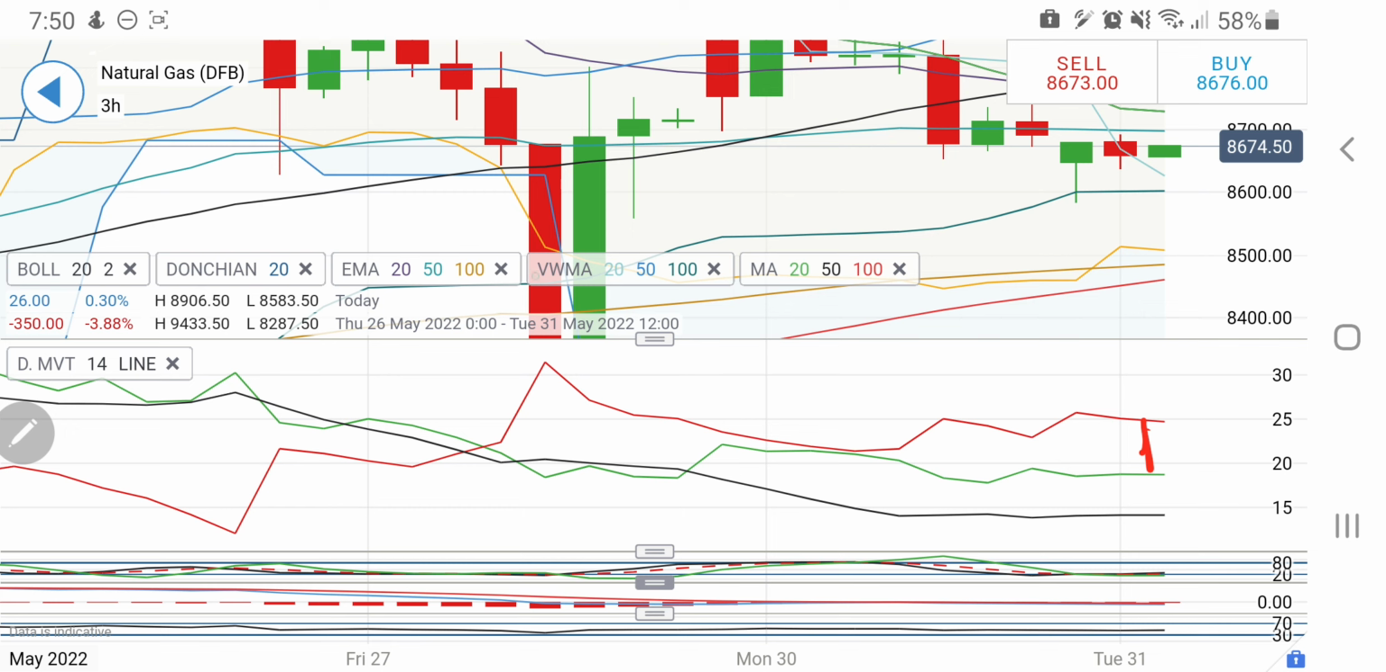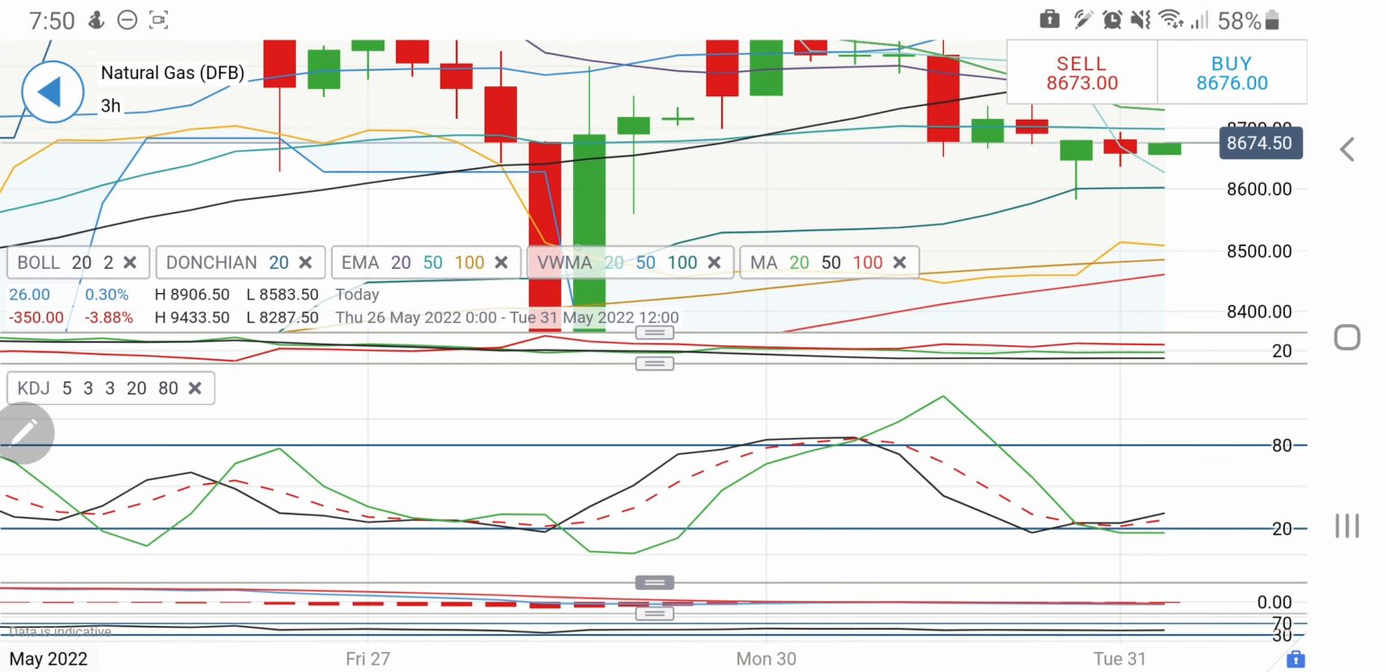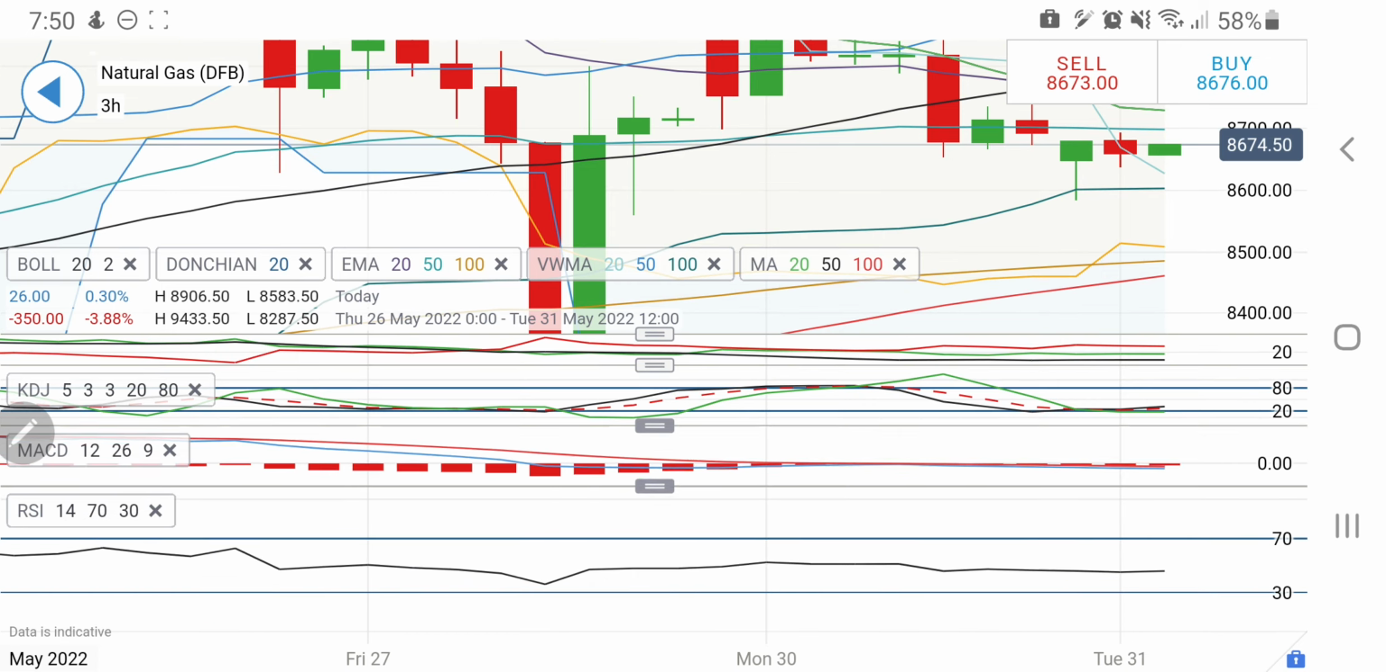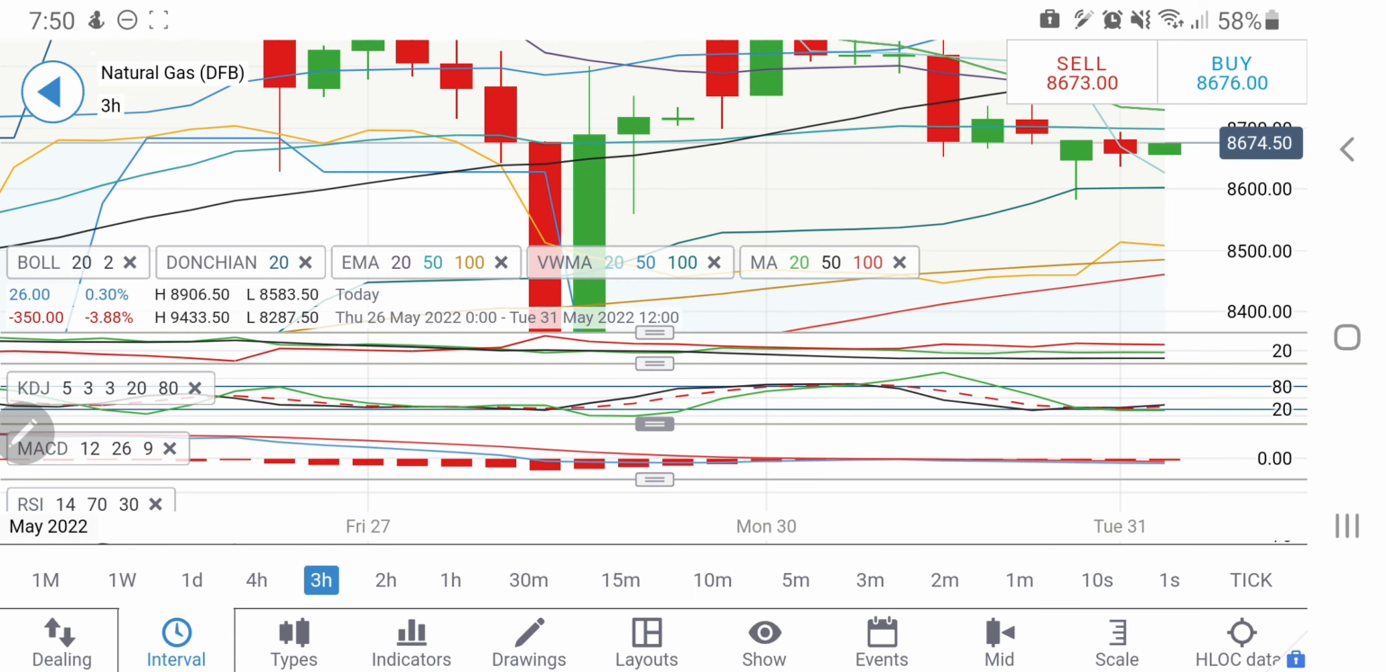The directional movement is bearish on the 3-hour charts. The stochastic is near the bottom, looking upwards from here. The MACD has crossed over and it is still trading with a bearish bias. However, the divergence is not at all there. The RSI is trading flat.